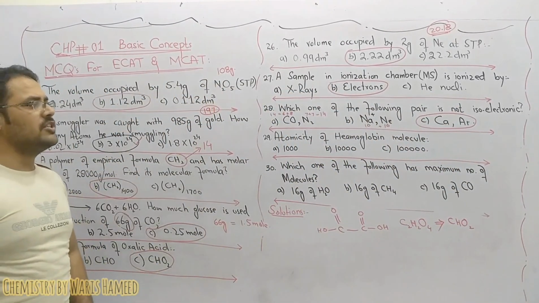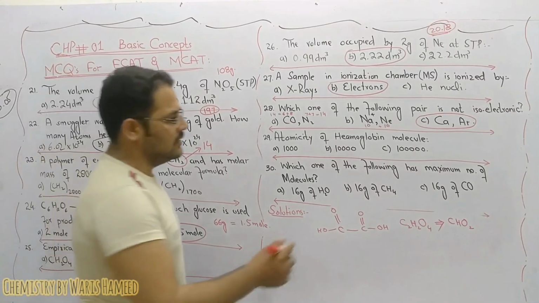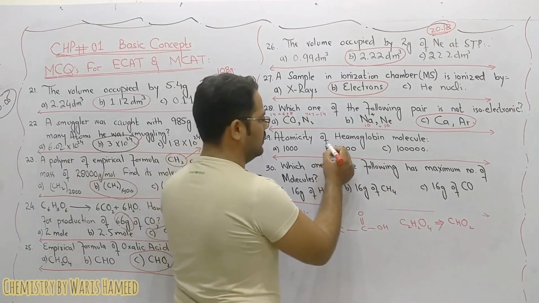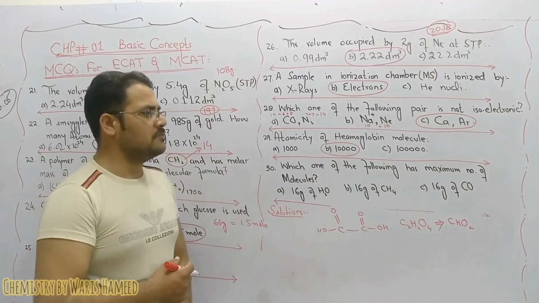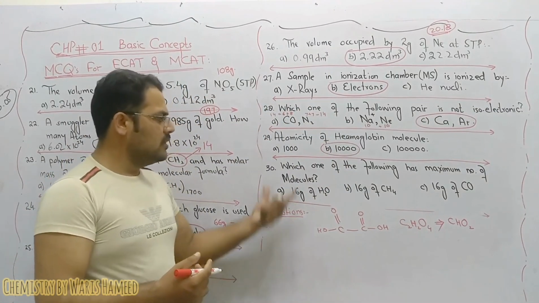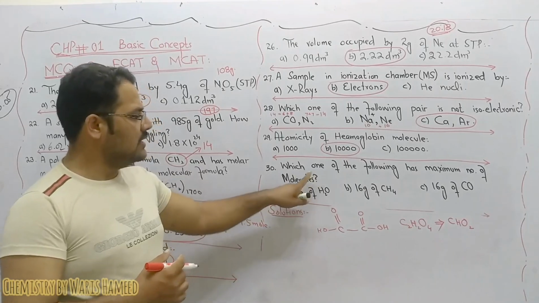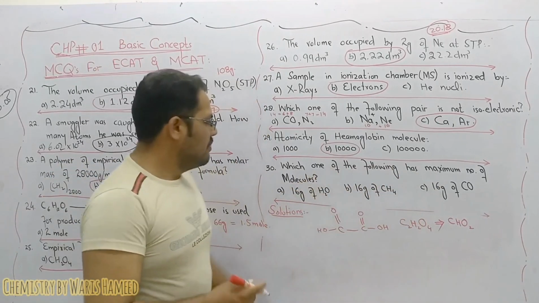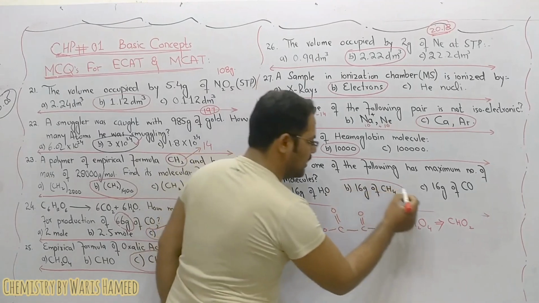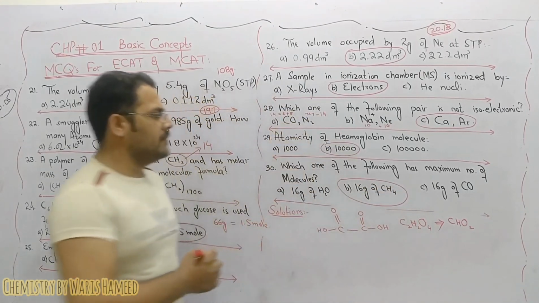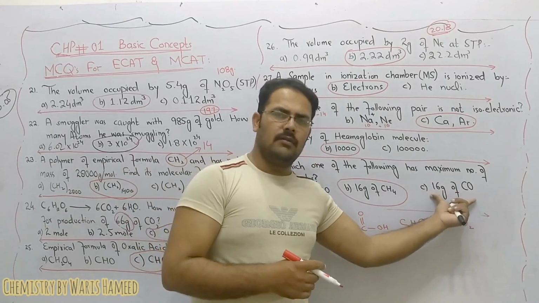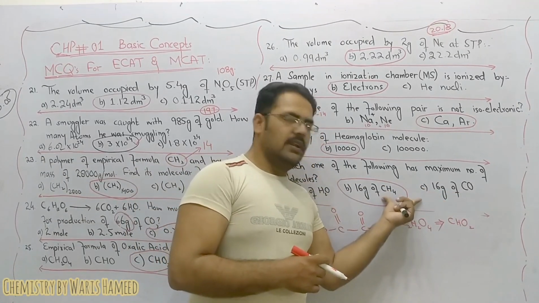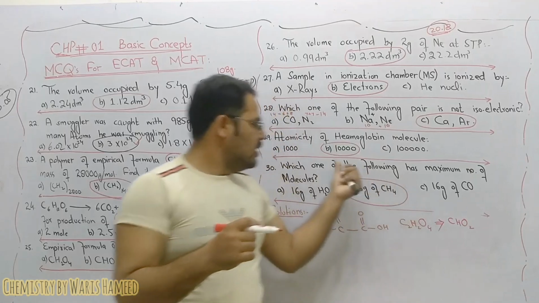Next, atomicity of hemoglobin is almost 10,000 atoms. Which one of the following has maximum number of molecules? It is almost equal to 1 mole, and it is lesser than 1 mole, and it is also lesser than 1 mole, and so it will have Avogadro's number of molecules.